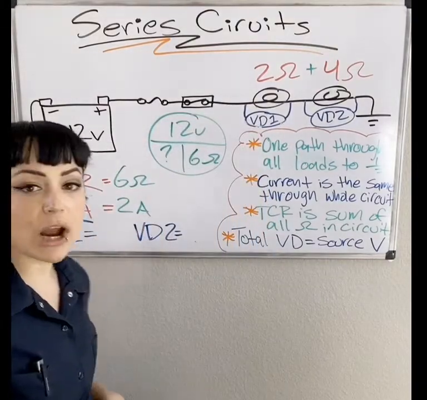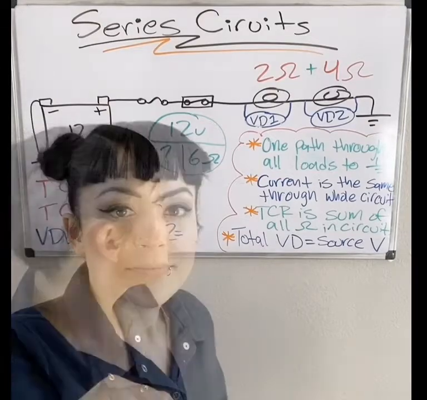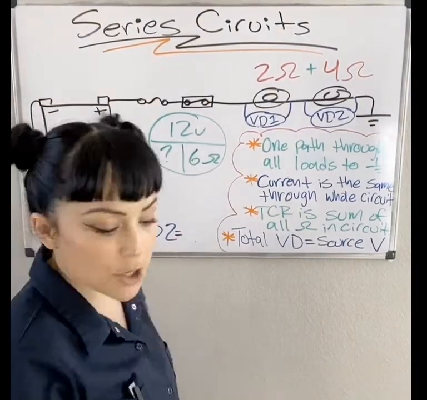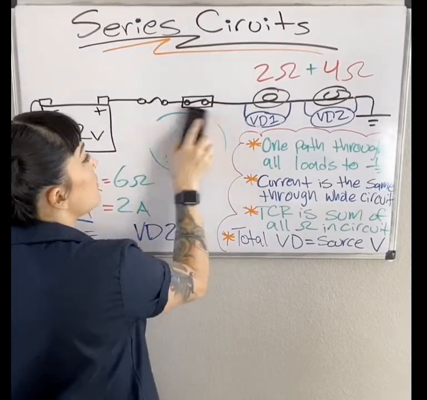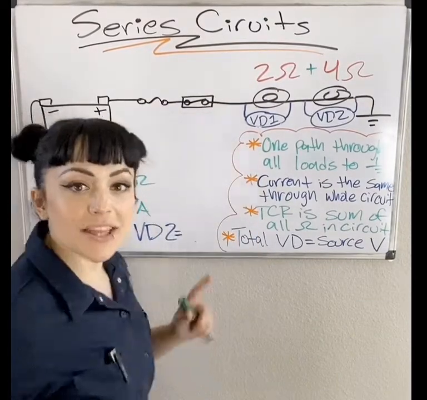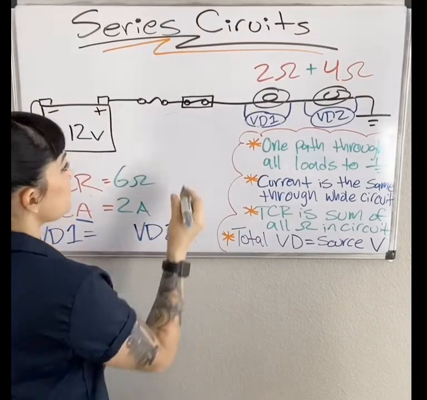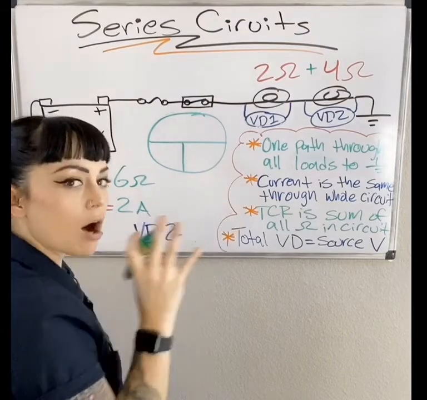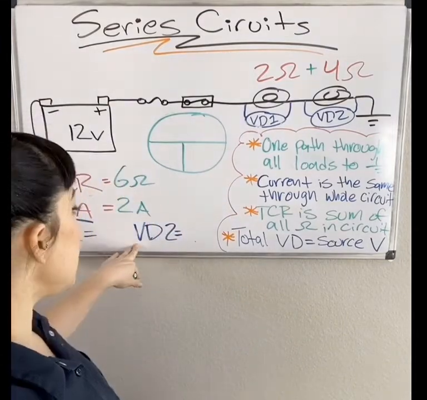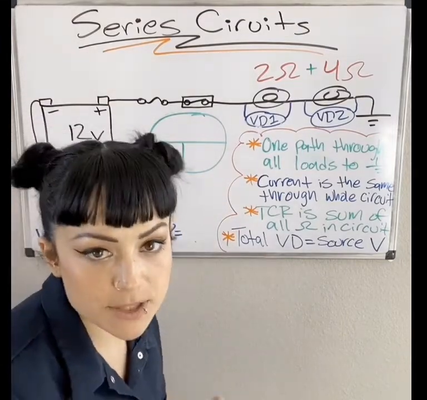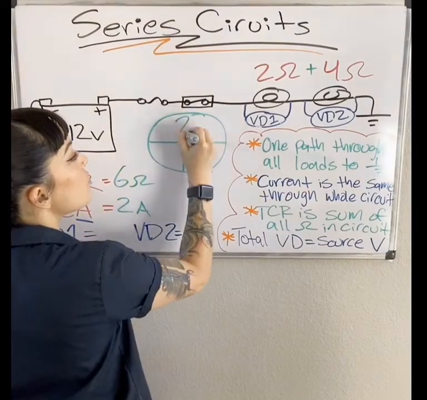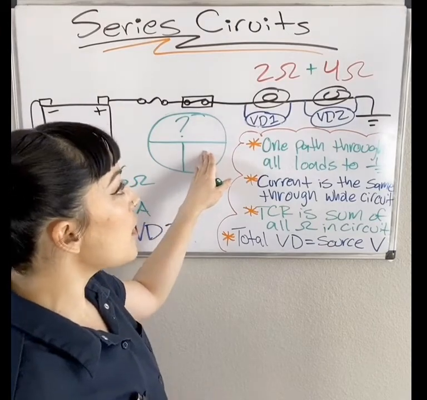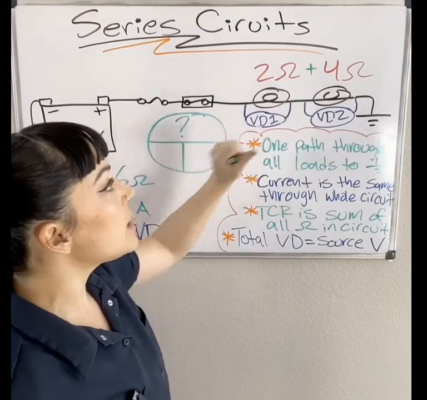Now let's try to figure out voltage drop 1 and voltage drop 2. We're going to need that handy-dandy Ohm's Law pie chart again, aren't we? So let's go ahead and draw that. Again, what are we looking for? The voltage drop is what we're looking for. So we're looking for voltage. Remember, don't put source voltage there. And again, we're not looking for the voltage drop of both of these. We're looking for just one at a time.